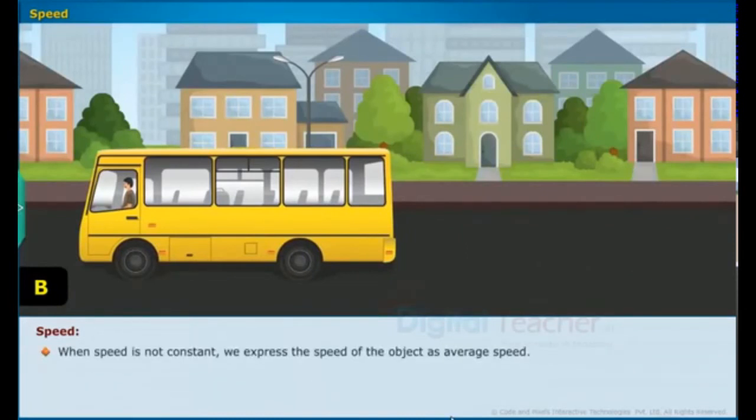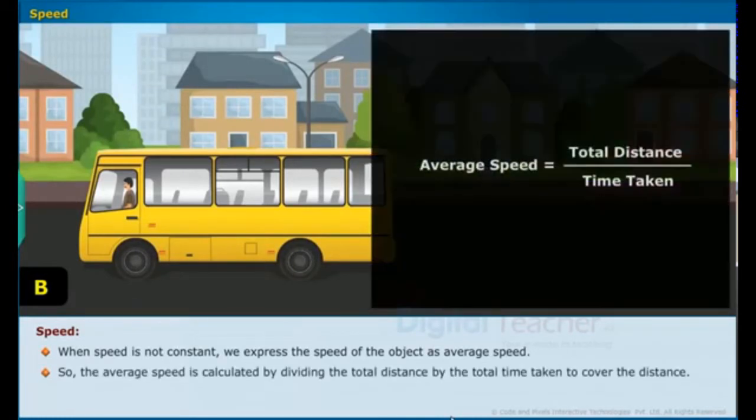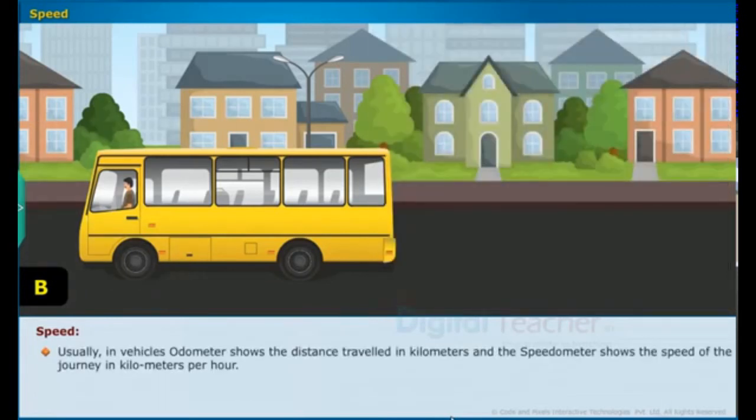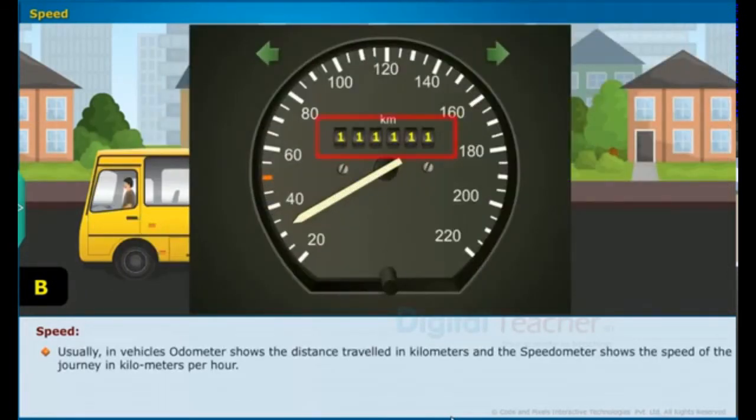When speed is not constant, we express the speed of the object as average speed. So, the average speed is calculated by dividing the total distance by the total time taken to cover the distance. Thus, we can define speed of an object as the distance traveled by it in a unit of time. Usually, in vehicles, odometer shows the distance traveled in kilometers and the speedometer shows the speed of the journey in kilometers per hour.